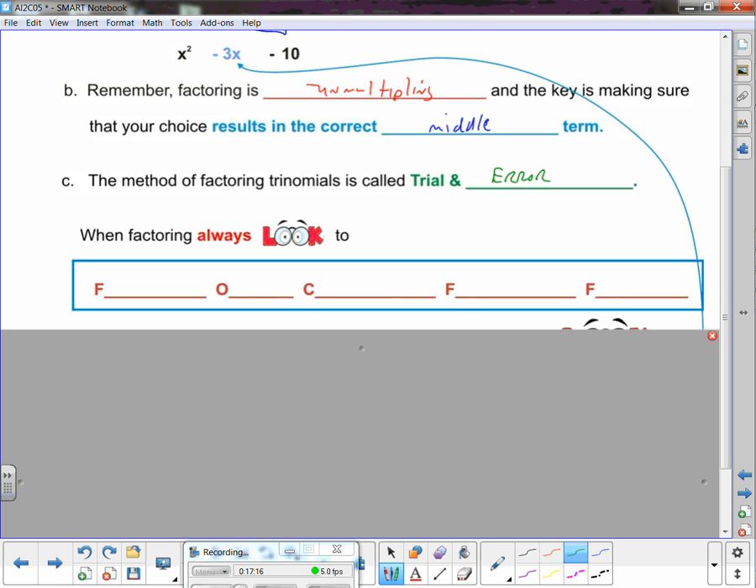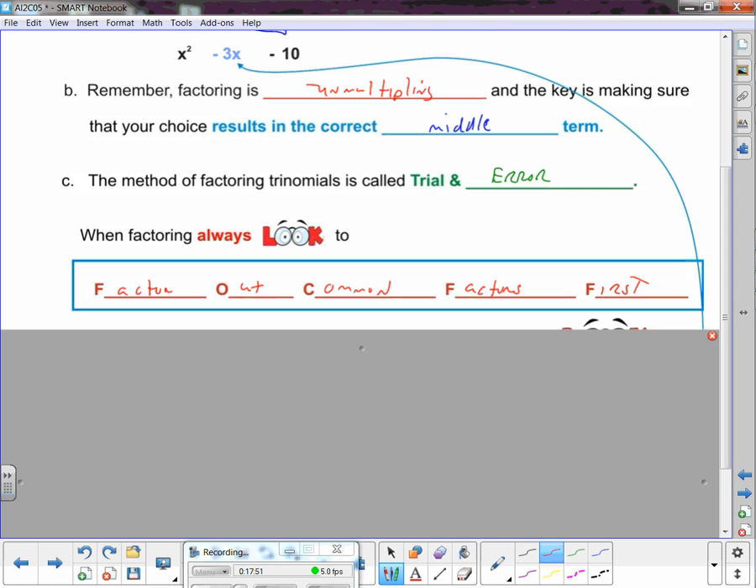All right, but don't forget, in all factoring, you always have to look every time to see if you can factor out common factors first. Always look to see if you can factor out common factors first. And I'll just keep saying FOCFF to try to remind you to always look for common factors. So factor out common factors first.